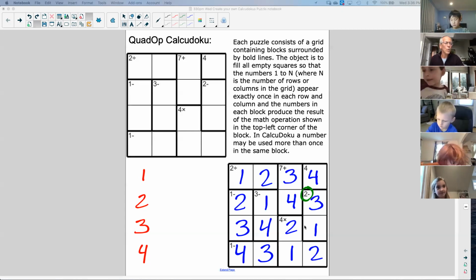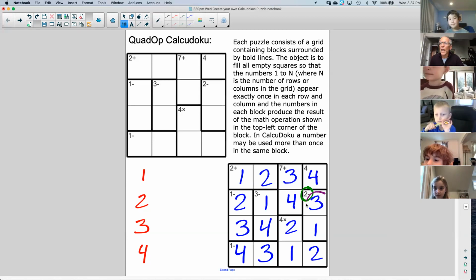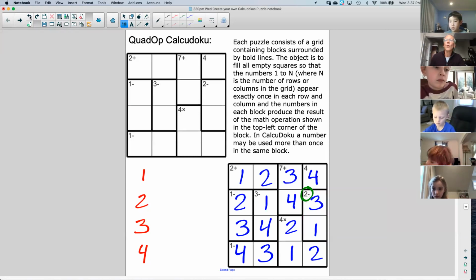The 2 means that you need a number that minuses another number to equal 2. Yeah, you need 2 numbers like 3 and 1 that have a difference of 2. Aaron, can you say that? You need 2 numbers that have a difference of 2. Can you say that? 2 numbers that have a difference of 2.